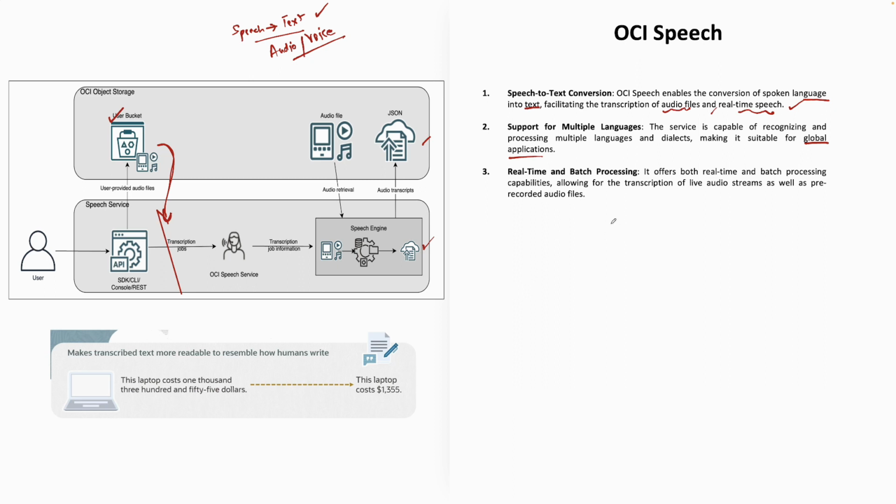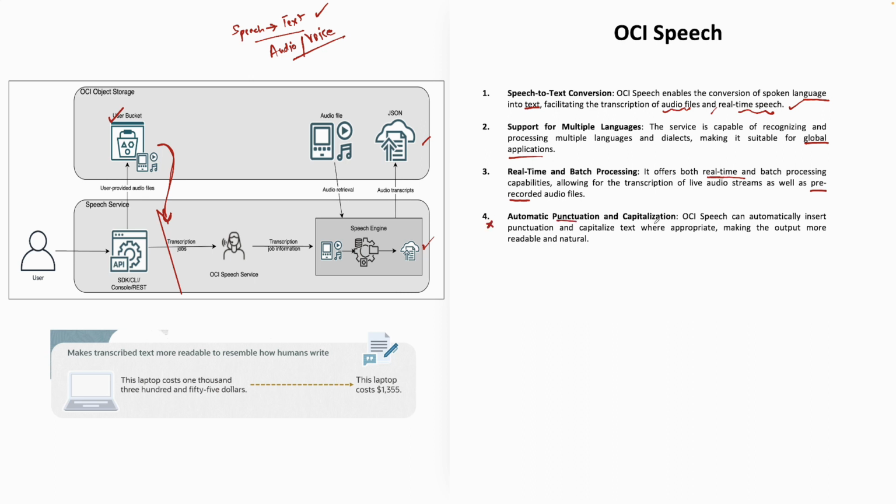As I discussed in the very first point, it allows real-time and batch processing. So it offers both. Real-time is like right now I'm speaking, it is able to detect my speech and convert it into text. And batch processing is more like pre-recorded files, as we talked about. Say you have a file inside the OCI Object Storage, and you are passing it over to the OCI Speech service, which uses the speech engine and then basically creates a text file and a JSON file. Pretty simple.